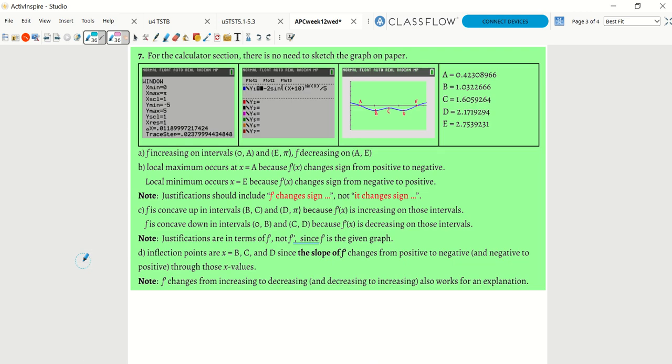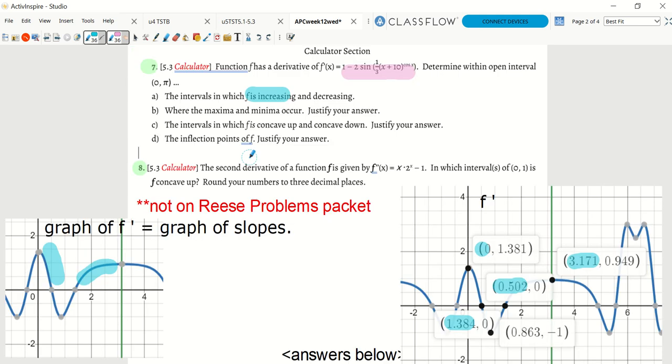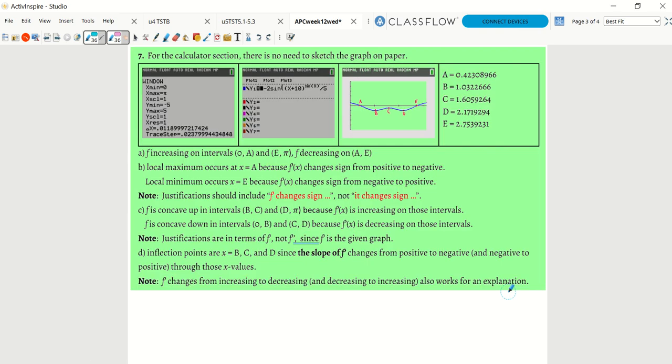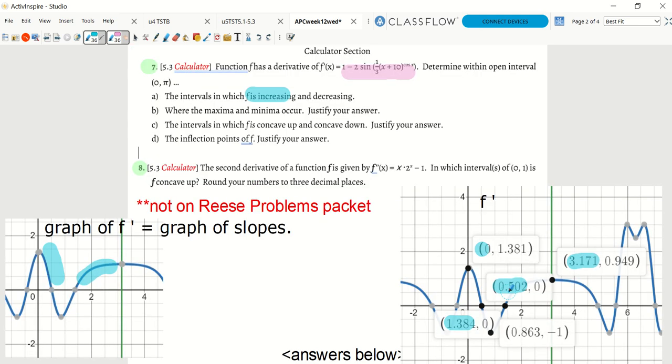Let's see, so between 0 and A, which is 0 and 0.42, let's see if that matches here. Okay, 0.42, there's a little bit of a discrepancy. I think it's just an estimation thing over here. And E, 2.75.